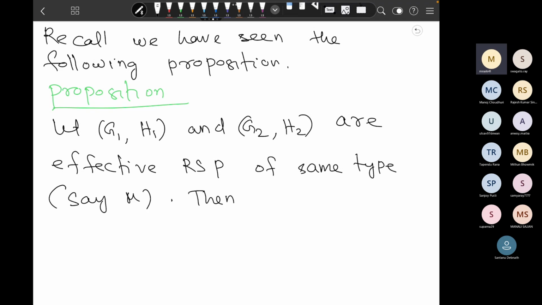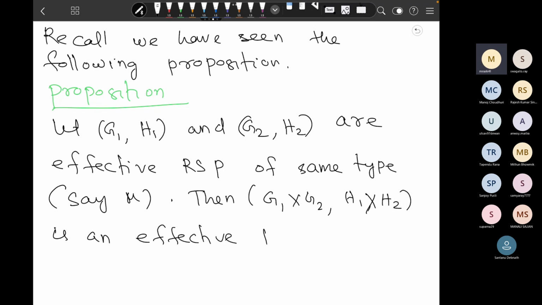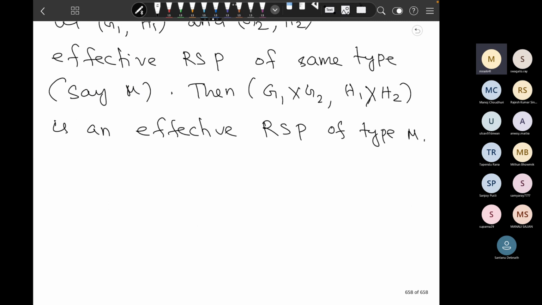Then the product G1 cross G2, H1 cross H2 is an effective Riemannian symmetric pair of type mu. That means if G1, H1 and G2, H2 are of compact type, say, then their product is also of compact type. If they are of non-compact type, then their product is non-compact type, like that. Okay, so discussion.